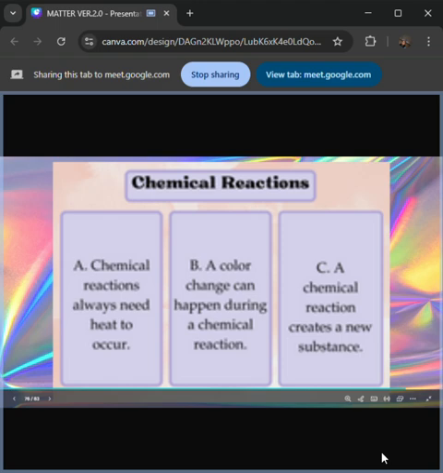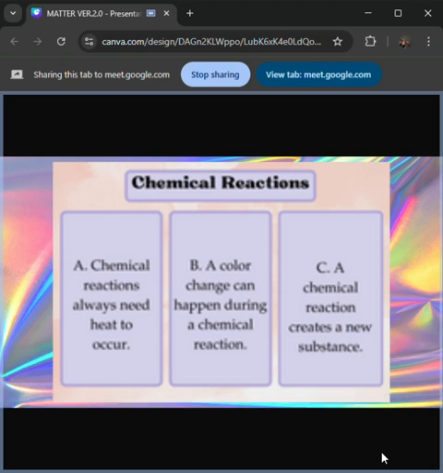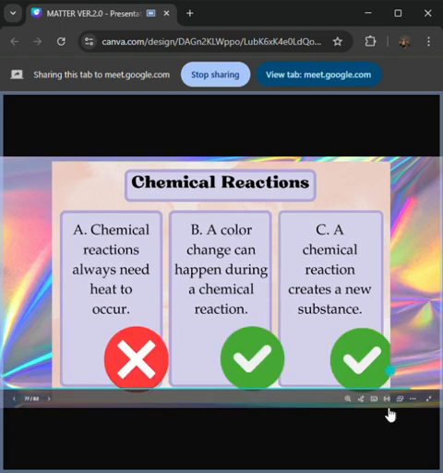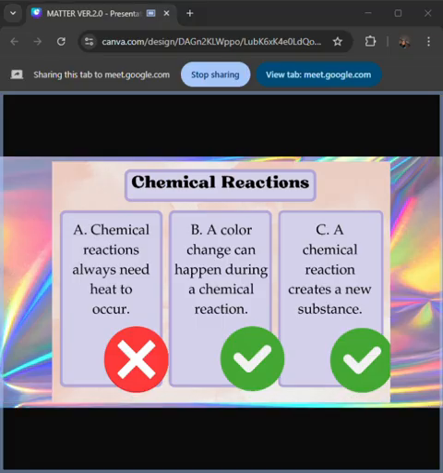Okay, I think this is the last one. Chemical reaction. Anyone who would like to share which statement is a lie? Yes, Philip. I think the statement that is a lie is letter A. Chemical reactions always need heat to occur. Okay, so let's check. Let's find out the answer. So, next slide, please. And yes, Philip, you're correct. That's perfect. So it's a great answer. And now let's move on to the next slide.